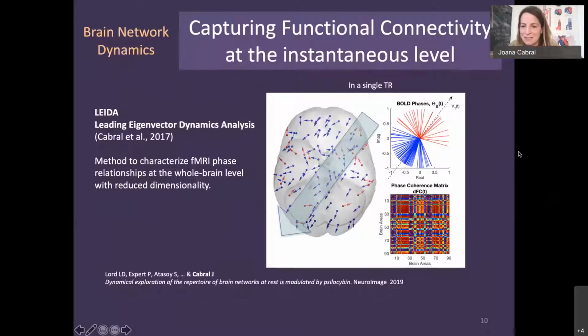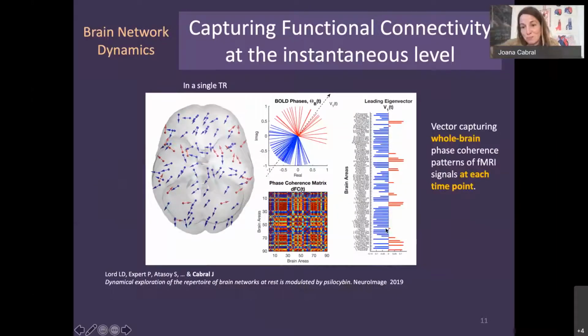Just trying to simplify this, as John said, I want to simplify. It's as if we try to find which is the main orientation of BOLD signal phases. Imagine they're all going down, and then we capture which areas are shifting from this main orientation, so the ones that project in the opposite direction. So this gives us a vector, which is this leading eigenvector that is represented here on the right. So for each TR, we have a vector that says, okay, the brain areas in blue are evolving in phase, and the ones in red are evolving out of phase with the rest.